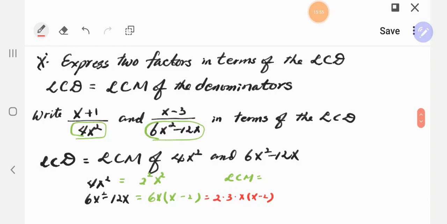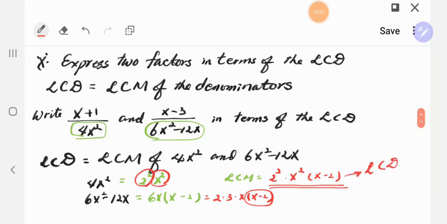So from this, the LCM is: we have 2 factors of 2, but 2 squared is the largest one. And we have x, but x squared is larger, so we'll select x squared. And then x minus 2 is the only one, so we'll select this one. So this is the LCD. The LCD is the LCM of the denominators, which is this. So we will rewrite.